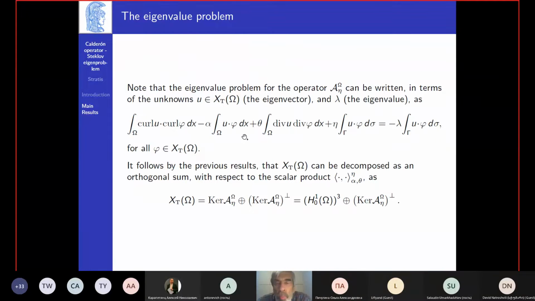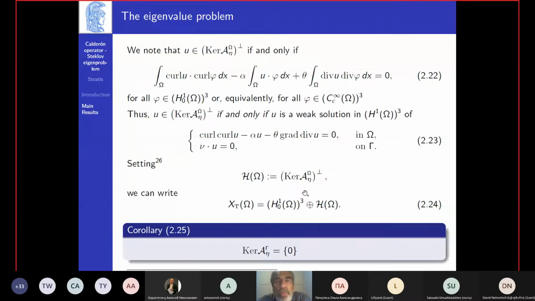Now, we want to know what happens with this. So we can see that U belongs here if and only if this holds, which is 22. And this means that U belongs in this orthogonal complement of the kernel if and only if U is a weak solution of this problem. And then we can write this decomposition in the form of 224, having introduced the previous notation. These functions play the same role that the harmonic functions play in this paper by Aukmuti that I mentioned for the scalar Laplacian.